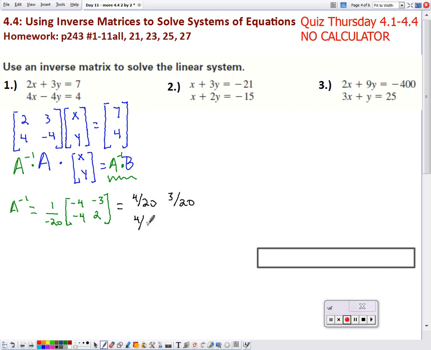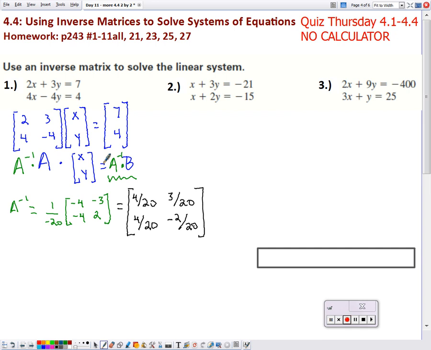I know 4 over 20 reduces to 1/5. But I'm thinking ahead, and I'm thinking if I'm going to have to multiply this row by this column, that means eventually I'm going to be adding fractions. And isn't it nicer when my fractions have common denominators? Yes, it is. So here's A inverse written in black.